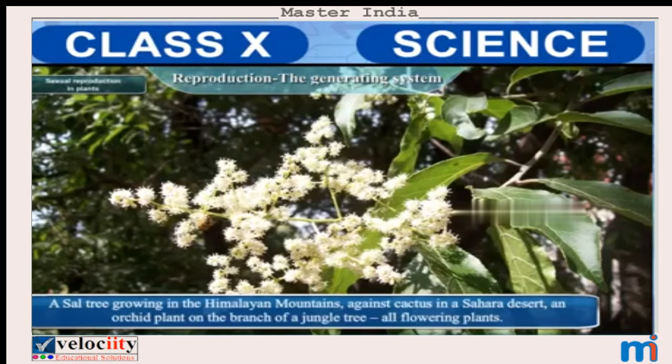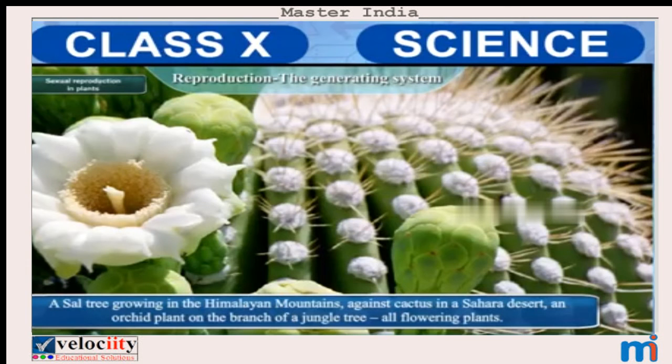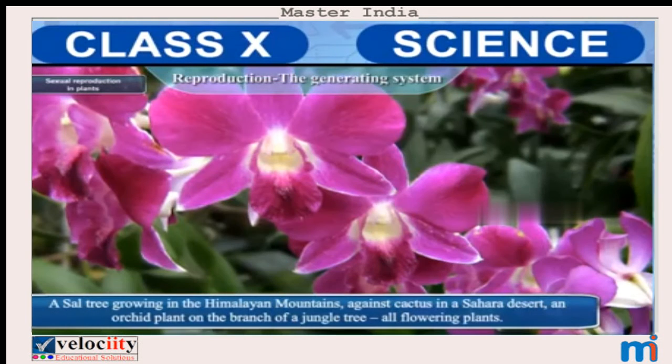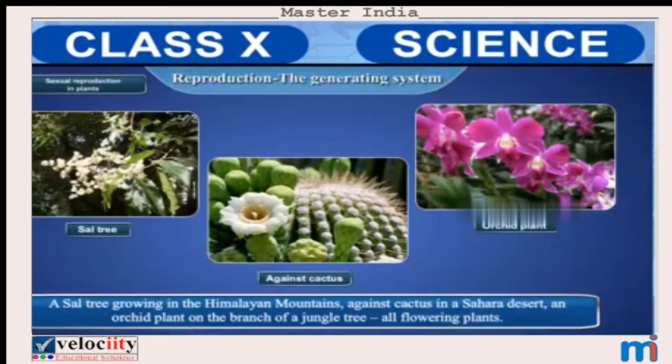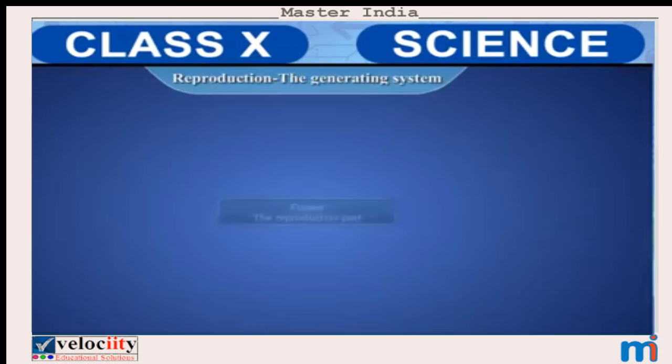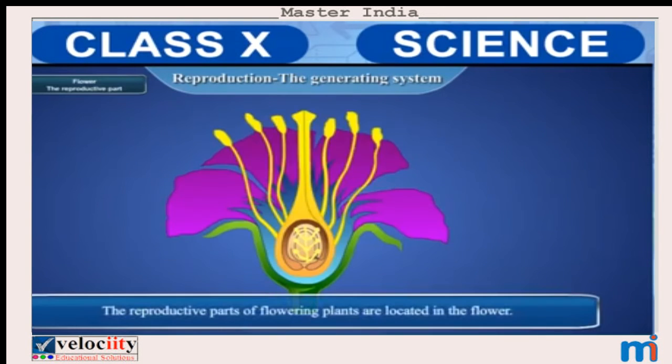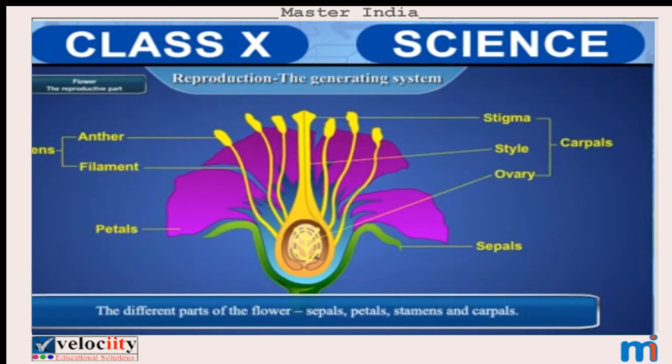A sal tree growing in the Himalayan mountains, a giant cactus in the Sahara desert, an orchid plant on the branch of a jungle tree, all are flowering plants. Flower, the reproductive part. The reproductive parts of flowering plants are located in the flower. The different parts of the flower are sepals, petals, stamens, and carpels.